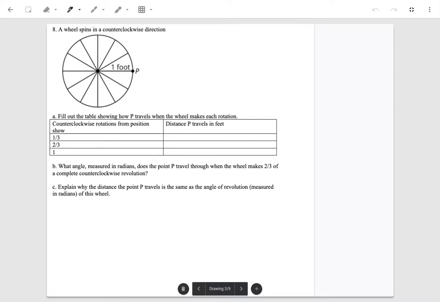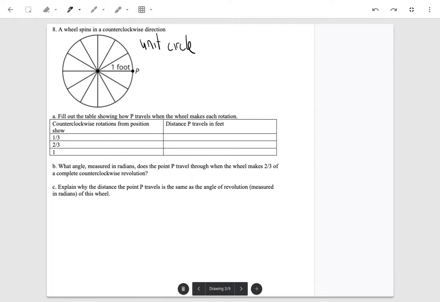Number 8, a wheel spins in a counterclockwise direction. So here's a picture of the wheel. Fill out the table showing how P travels when the wheel makes each rotation. So the key with this problem is that this wheel is a unit circle. It's a unit circle because its radius is 1 foot.